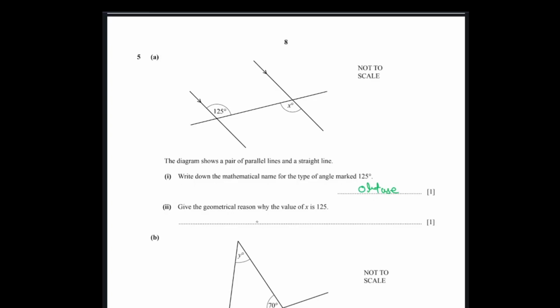Next, give the geometrical reason why the value of x is 125. Now this x is also 125. So you have to write the reason here. The reason is alternate interior angles are equal.